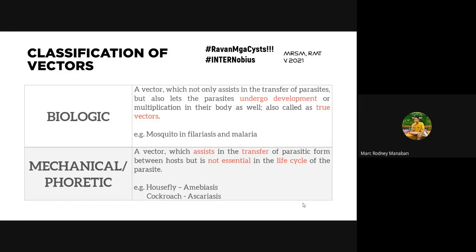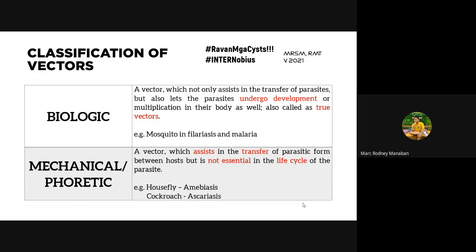And we have two types. The first one is your biologic vector. When you say biologic vector, this is the vector that is involved in the life cycle of the parasite, meaning the vector plays an important role in the life cycle of the parasite. And usually the parasite resides within the biologic vector for its development to continue. So a very good example is your mosquitoes.